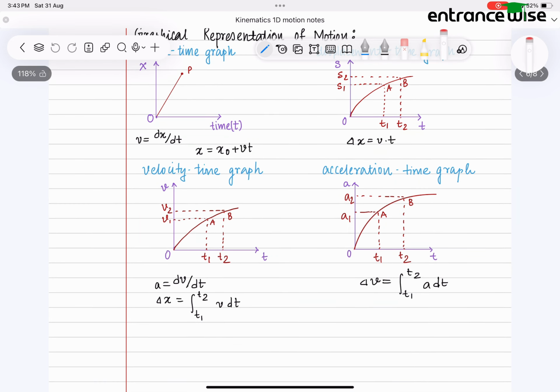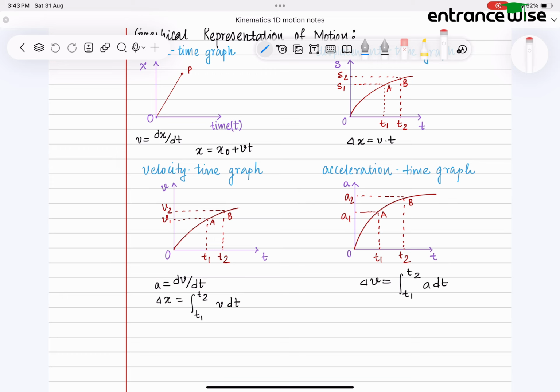Now, let's derive equations for acceleration time graph. The acceleration time graph is useful for understanding how velocity changes over time. The slope of this graph gives the rate of change of acceleration, but it is usually considered zero for constant acceleration. The area under the curve gives the change in velocity over a given period of time, and it is represented by this equation and this area.